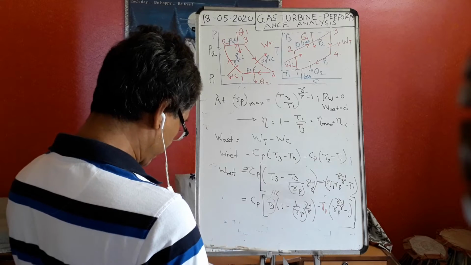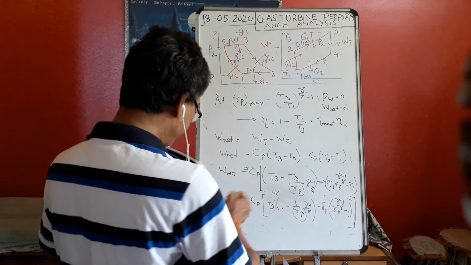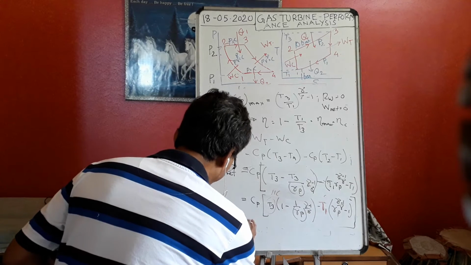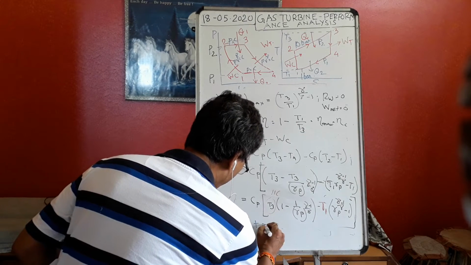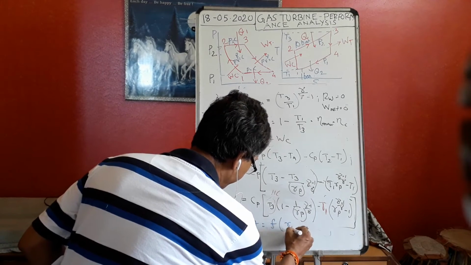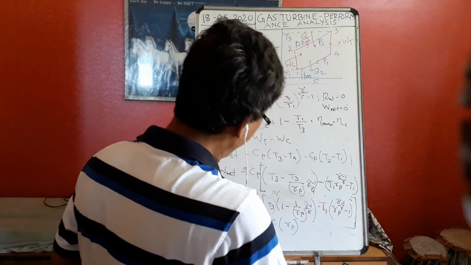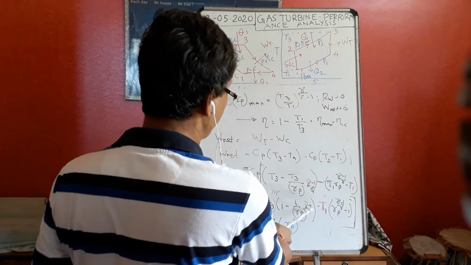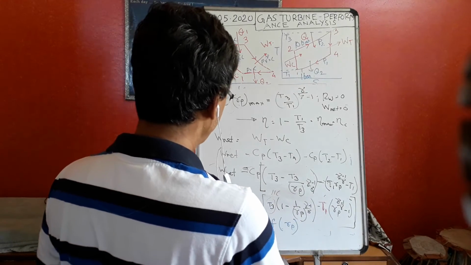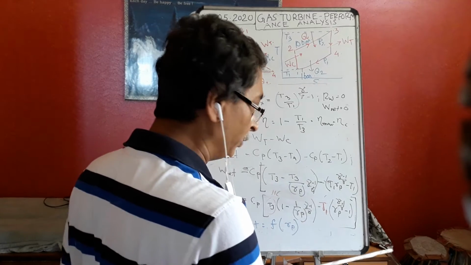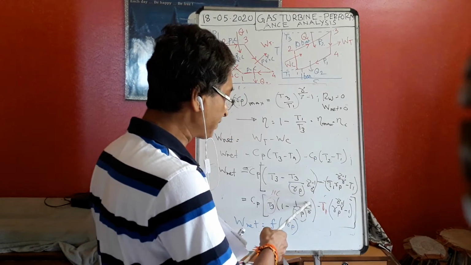So what can we write? We can write that W net is a function of Rp. Other things are constant. Why? T3 is constant, gamma is constant, T1 is constant. So it is a function of Rp. How is it depending? Is it a linear function? No, it is not a linear function. It is some function of gamma to the power gamma.